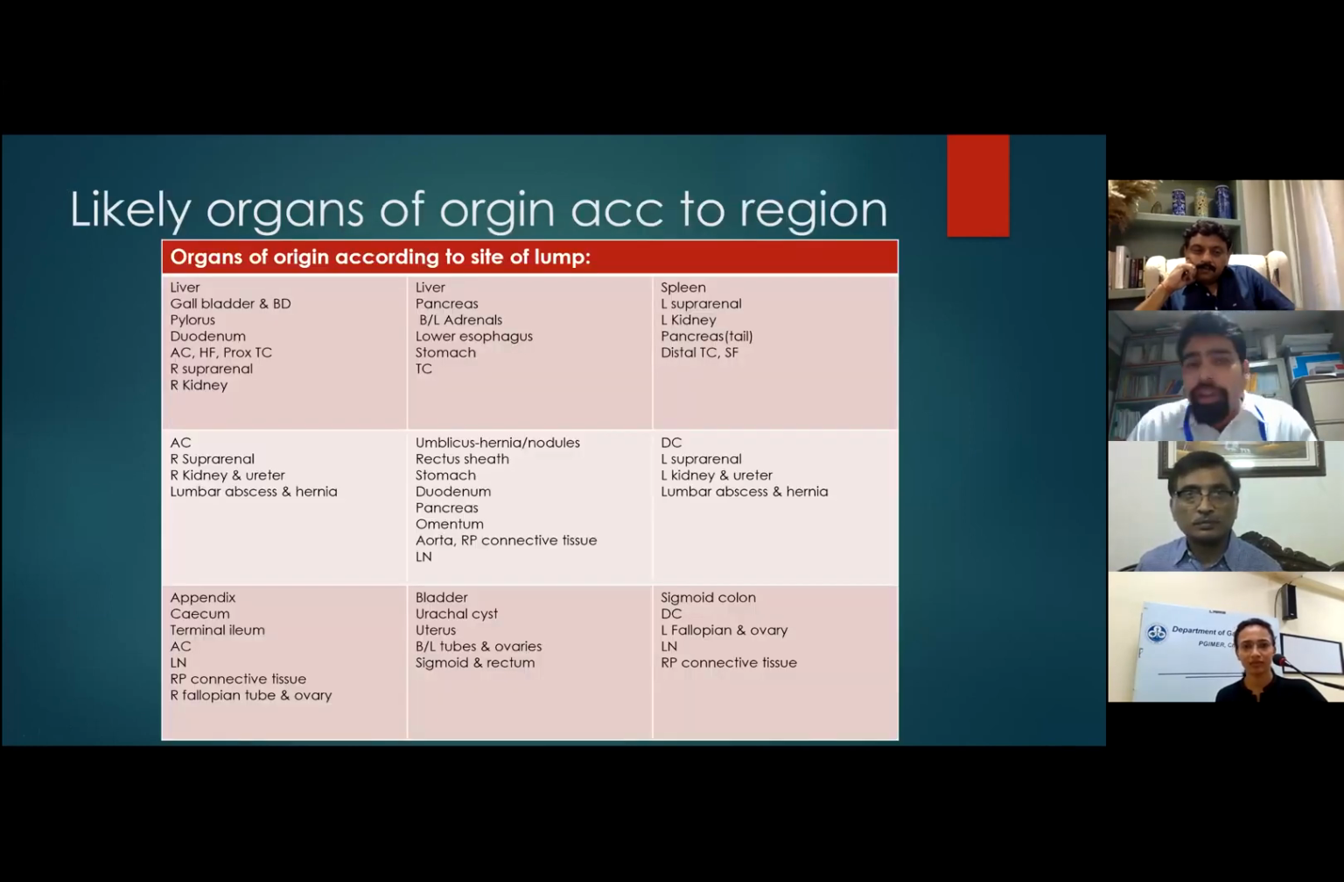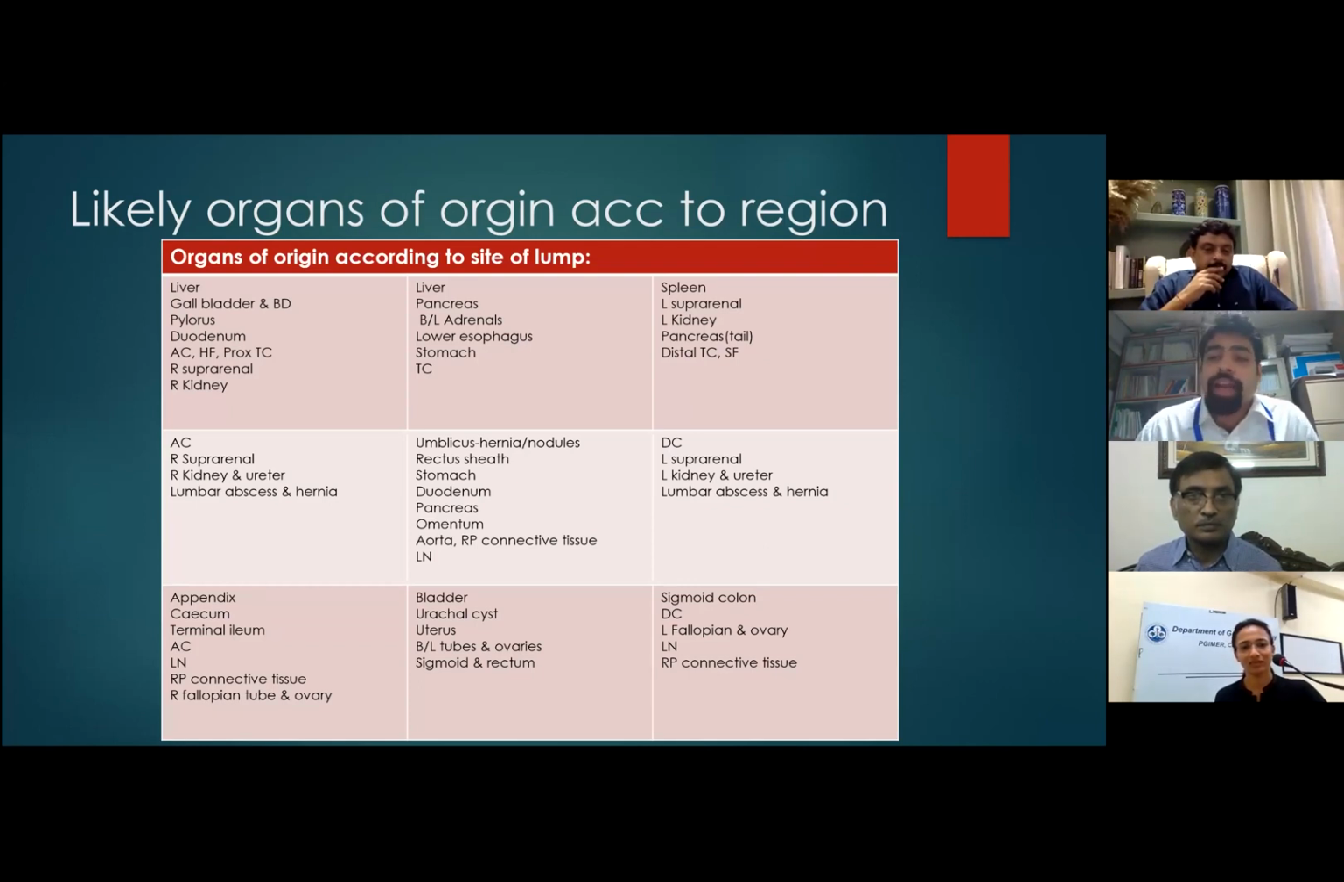So coming to the organ of origin. This is the exhaustive list of organs according to the region. A good way to think of it is when you try to think of the organs present in that particular region. For example, when you're talking about, say, the right hypochondriac region, you can think of all the organs lying within that, so that you can give a differential. The organs which lie there are the liver, gallbladder, bile ducts, the hepatic flexure.